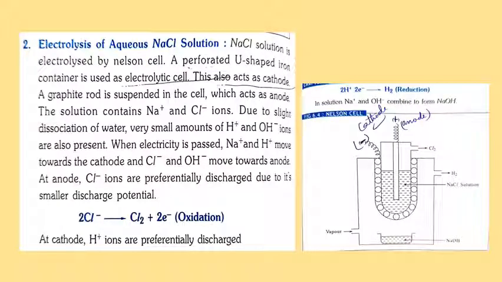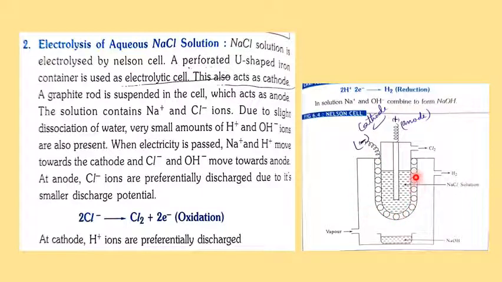Next we discuss electrolysis of aqueous NaCl solution. Aqueous NaCl solution means NaCl is dissolved in water. NaCl solution is electrolyzed by the Nelson cell. In this electrolysis we take the Nelson cell. A perforated U-shaped iron container is used as the electrolytic cell. This is the Nelson cell.